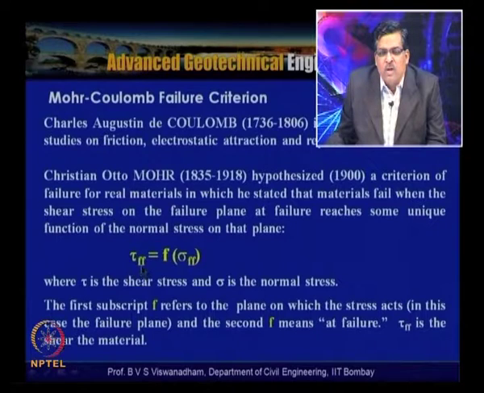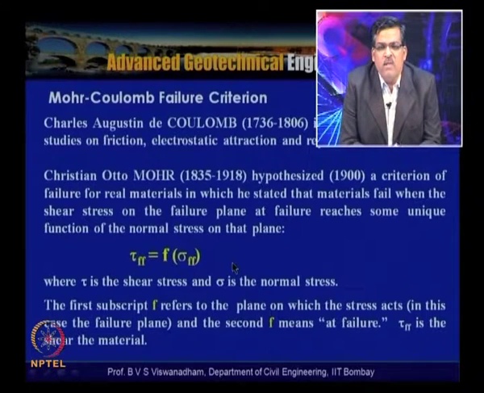So tau ff, tau is the shear stress and sigma is the normal stress. The first subscript f refers to the plane on which the stress acts, in this case the failure plane, and the second f indicates at failure. So this is the shear stress at failure along the failure plane, and the normal stress at failure along the failure plane. Mohr gave a relationship that tau ff is equal to a function of sigma ff.